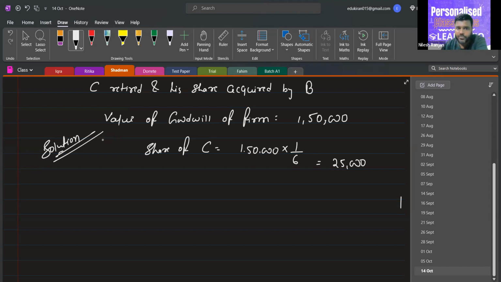So is A gaining something? No, he's not. So A won't do anything. Only B. A will not contribute anything, because if you are not getting something from the partner, then why will you pay him? I already told you that goodwill is compensation for the share of profit sacrificed or gained. So C is sacrificing his share, but his share is fully acquired by B only. So only B will pay this amount to C. Goodwill is the compensation for sacrifice of a share, so the total amount will be paid by B.